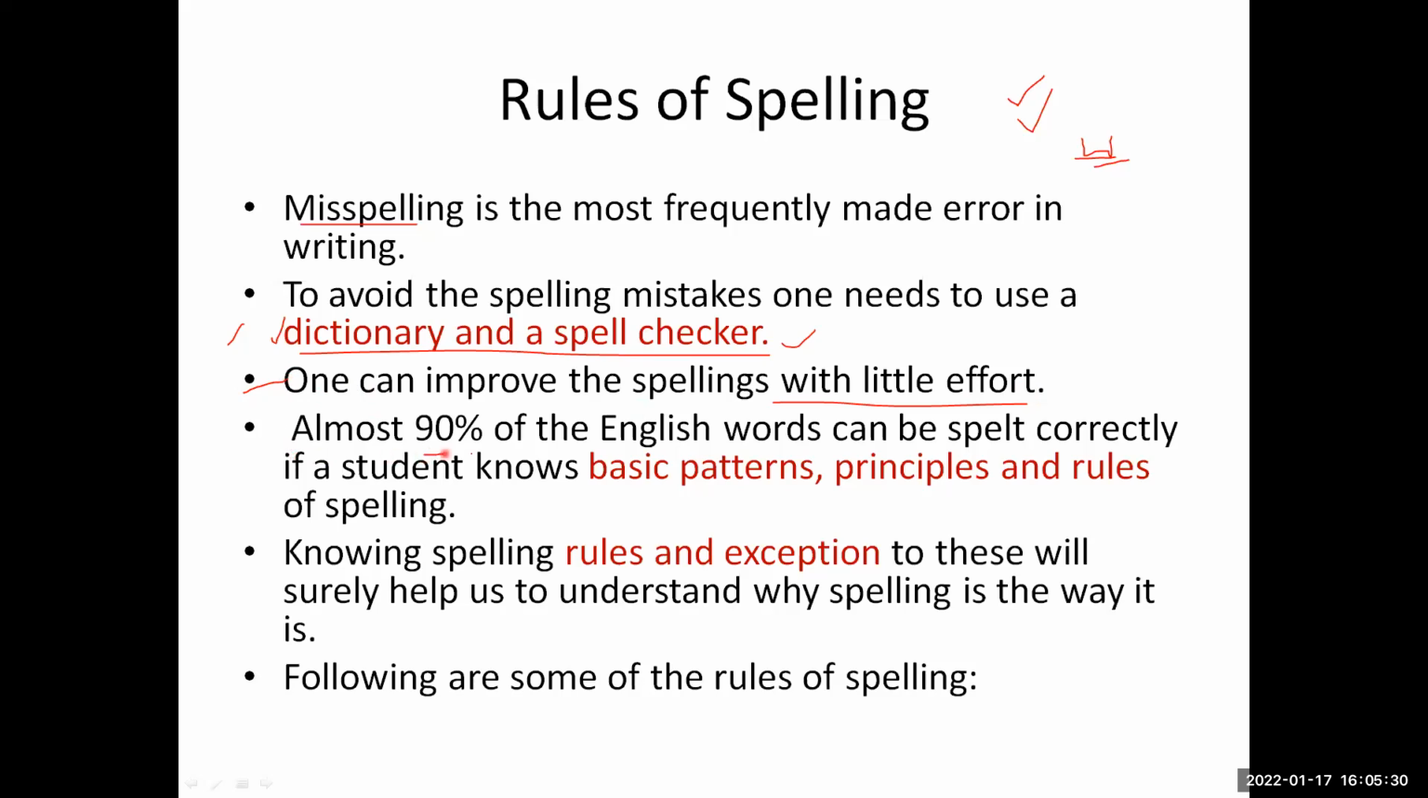Almost 90% of English words can be spelled correctly. So 90% are normal, that you can easily read, understand, and write. Only 10% are difficult, like I just mentioned, bouquet, or queue, or maybe kernel, the spelling of kernel, where you again have difficulty. That will come under that 10%. If a student knows basic patterns, principles, and rules of spelling, then knowing spelling rules and exceptions to these will surely help us understand why spelling is the way it is.